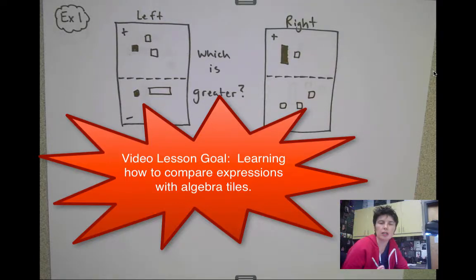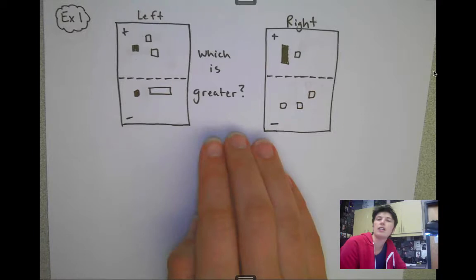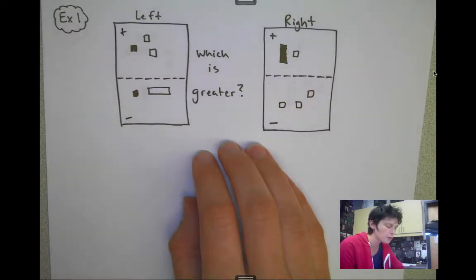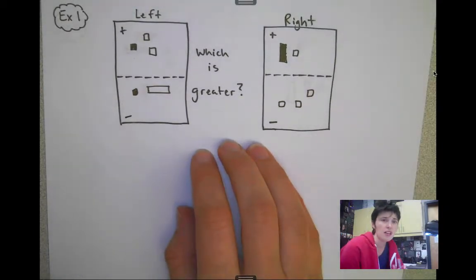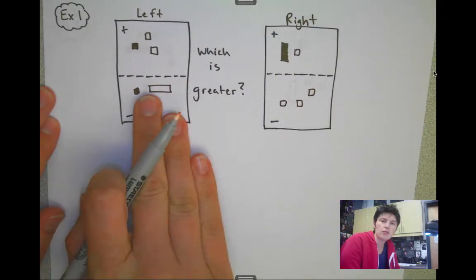And we've been working on taking these tiles and creating expressions, and now we're working on comparing those expressions to figure out which is greater. And we're trying to get away from the hands-on tool. They're nice to use, but eventually you can't use algebra tiles all the time. So we're slowly moving away from the tiles and starting to learn how to organize our work on paper. So now I'm drawing pictures of the tiles, and we're going to determine which is greater, the left side or the right side.